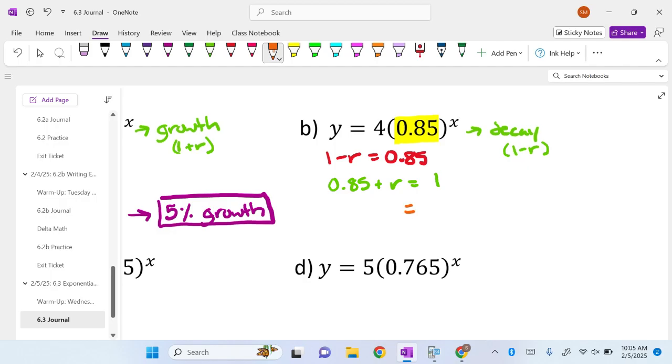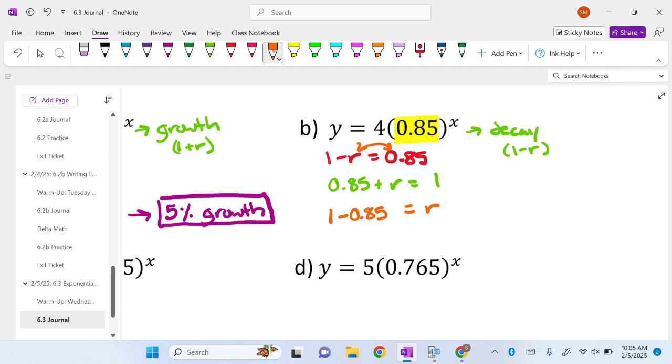So what can I do to get r? Switch it. So 1 from 0.85. So you subtract 0.85 from 1. So you do 1 minus 0.85, and that gives you r. So essentially, you just switch the places of these two to get your r value.